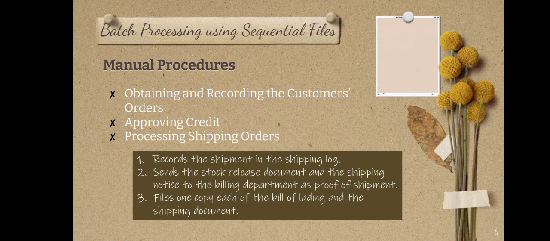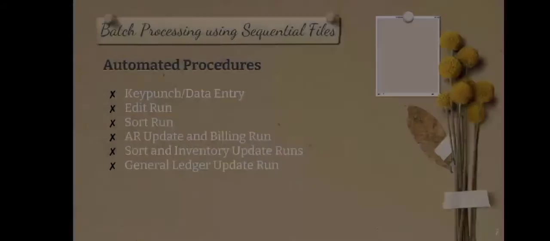And the manual procedure, it begins with obtaining and recording the customer's orders. Secondly, approving credit, and followed by processing shipping orders. Under processing shipping orders, it records the shipment in the shipping log, followed by sending the stock release documents and shipping notice to the billing department as proof of shipment. Thirdly, files one copy each of the bill of lading and the shipping document.